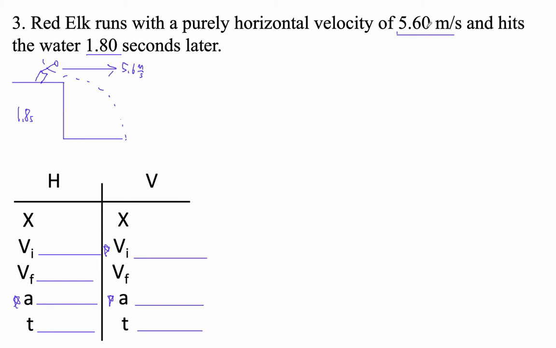All right, so let's see. 5.6 goes here. 0 goes here. This is always 0. This is always negative 9.8. This is 0 because it's a purely horizontal velocity, right? And then the time is 1.8. Okay, so let's look in the vertical direction. I'm going to find y using this guy.